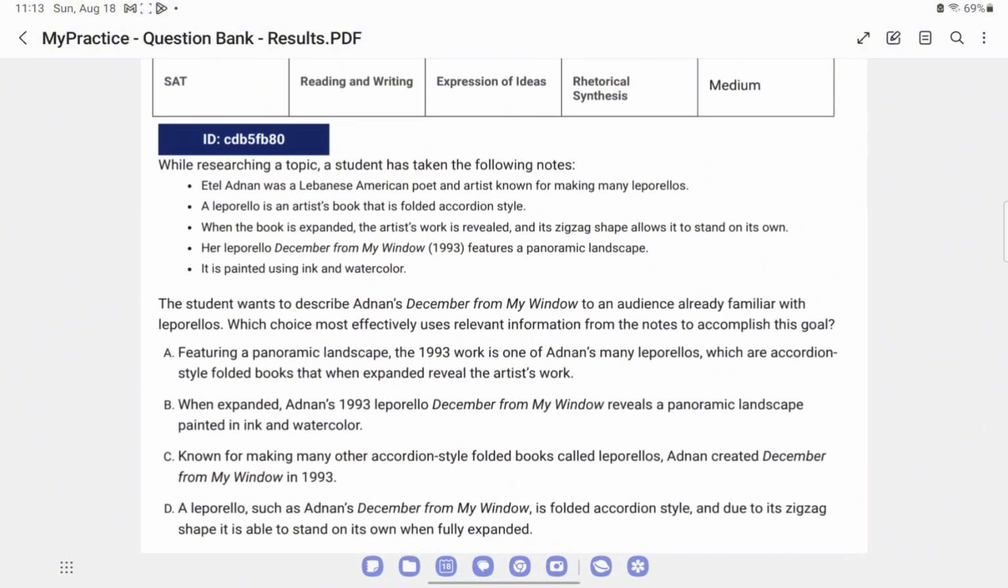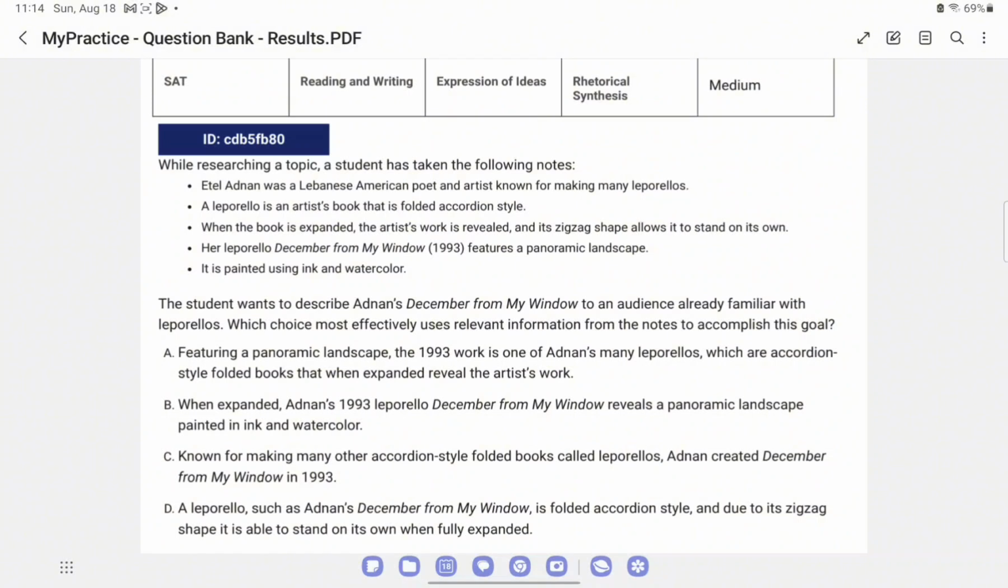So a student has taken these notes. The student wants to describe Adnan's December from my window to an audience already familiar with leporellos. So when it says already familiar, don't choose an answer choice that explains what they said is already familiar, or that prefaces it, like you talk about it to someone who doesn't know about something. So if it starts describing leporellos, run the other way, because that's not correct.